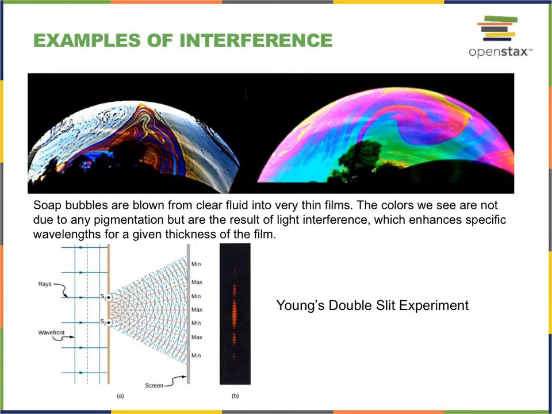The other example of the phenomena that we're going to be looking at in this chapter is the one on the bottom, the Young double slit experiment, where when you send light through two closely spaced slits, instead of seeing two bright spots on a screen, you actually see what we call an interference pattern, which proves that light is behaving like a wave.